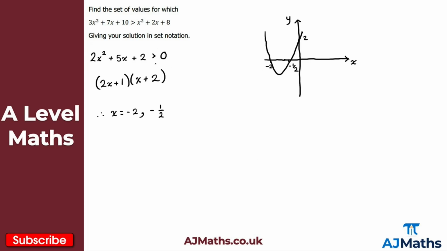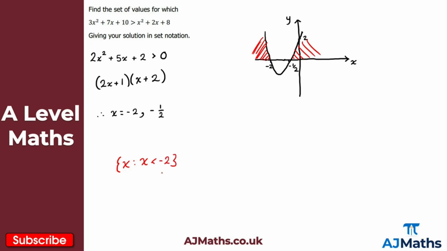Now we're looking for where this is greater than 0, so where this is above the x-axis here. If I just extend my x-axis, then there are 2 regions. If I change my pen color to highlight this, in fact, we'll do it in red again, then I've got everything to the left of minus 2, but not including minus 2. And then everything to the right of minus a half, but again, not including minus a half. Okay? So if we go straight to giving the solution in set notation, we have the set of x such that x is strictly less than minus 2. Anything smaller than minus 2 would satisfy this inequality.